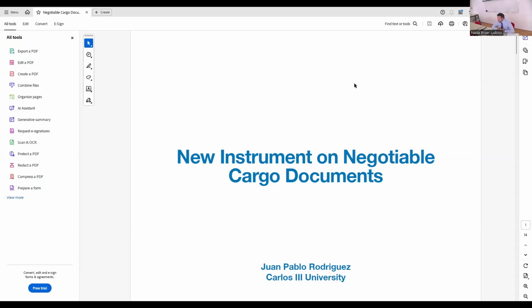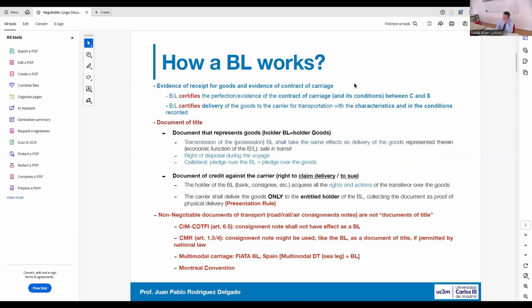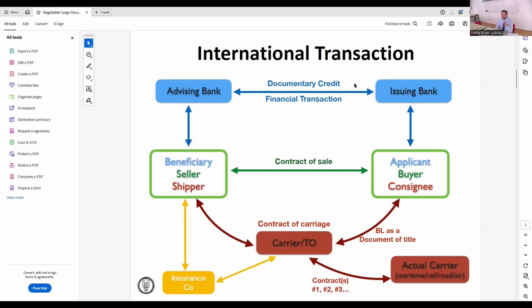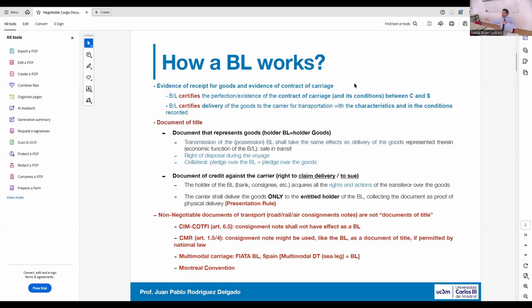Sorry for this introduction. I prefer this debate to the electronic cargo one, the negotiable cargo document, obviously. But I'm going to say some words about the negotiable cargo document. All of you know how a bill of lading works and the difference between a bill of lading and a consignment note. The main difference, with the same evidentiary functions, is that the bill of lading is a document of title, while consignment notes, CMR consignment notes, rail consignment notes, air waybills, etc., are normally not documents of title.